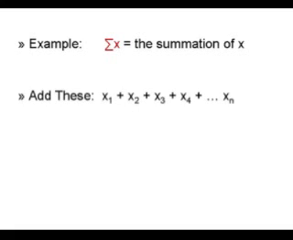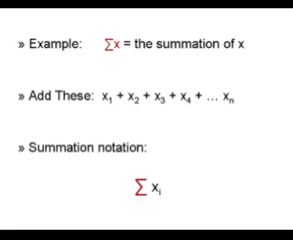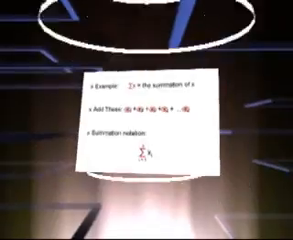Suppose we want to add the series x sub 1, x sub 2, x sub 3, x sub 4, and so on until we come to x sub n. The shorthand notation for the summation of this series is sigma, or the sum of x sub i. X sub i represents the entire series to be added, starting with x sub 1 and ending with x sub n. X sub n is simply the last variable to be summed. Stated all together, we want to find the sum of x sub i where i ranges from 1 to n.